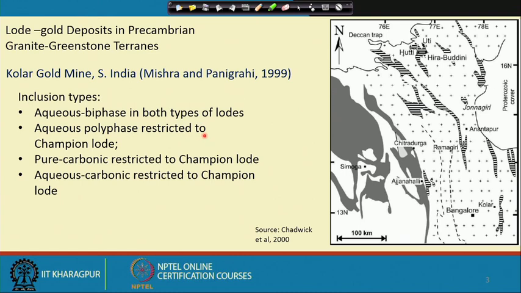The aqueous biphase and aqueous polyphase inclusions are restricted to the Champion lode, and pure carbonic inclusions are again restricted to the Champion lode, which is essentially a gold-quartz lode devoid of much sulphide, and the aqueous carbonic inclusions are also restricted to the Champion lode. So, that means when we come to see the lodes, the pure gold-quartz lodes seem to be the ones which contain an appreciable carbonic component in the fluid, compared to the gold-quartz-sulphide lodes, where the carbonic phase seems to be lacking.